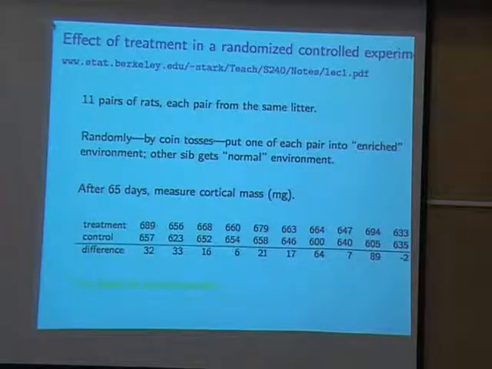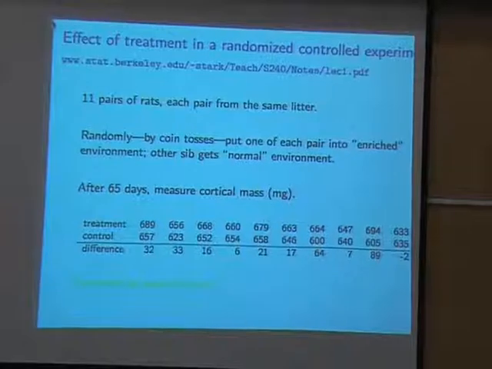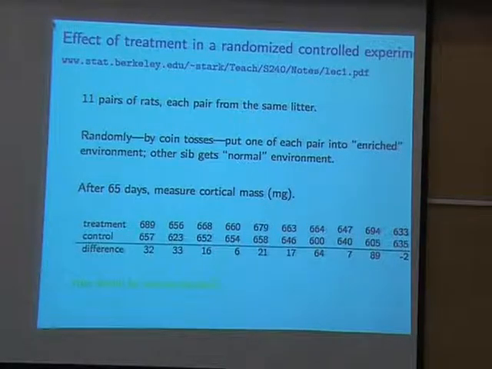So now I'm going to spend most of the time, after I've just given introductory remarks, on an example. So here I've got an idealized experiment, and we're going to again look at this effective treatment. In this case, what we have is 11 pairs of rats, and each pair is from the same litter. So we have 11 siblings, right? So I'll just write these down so we'll remember.